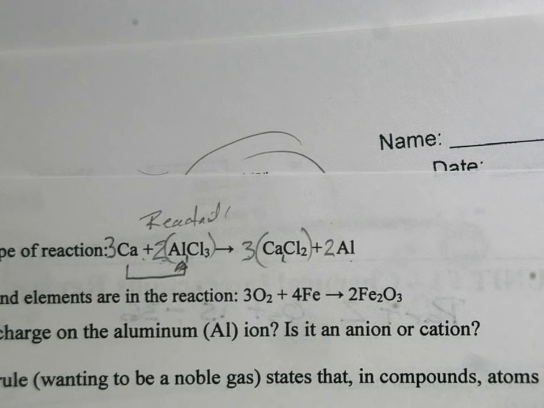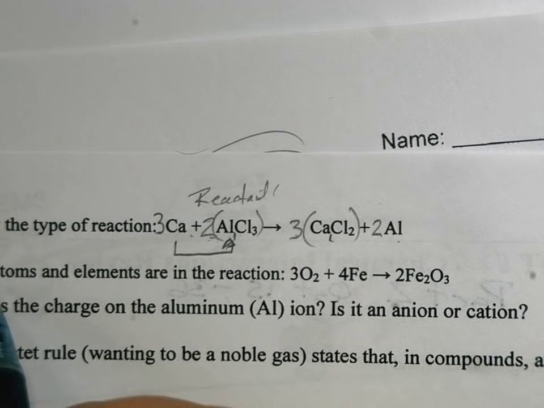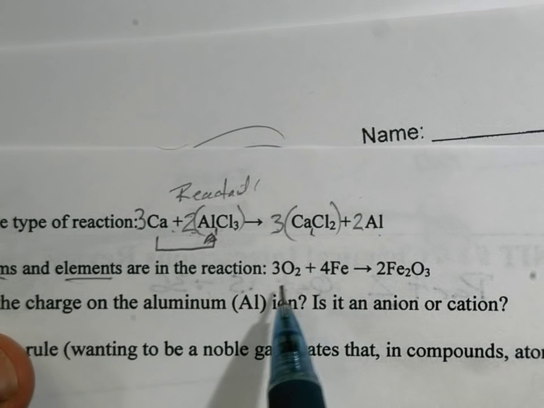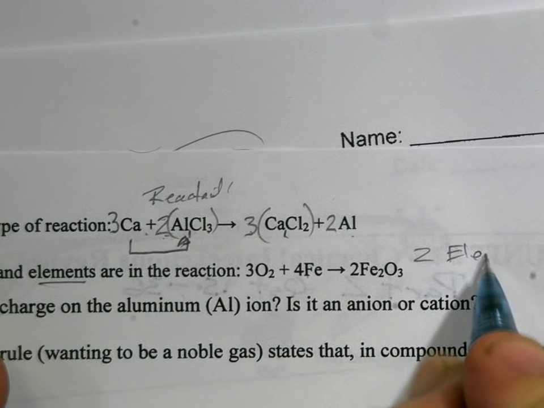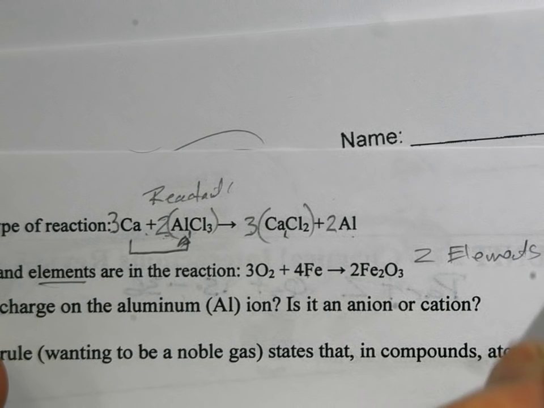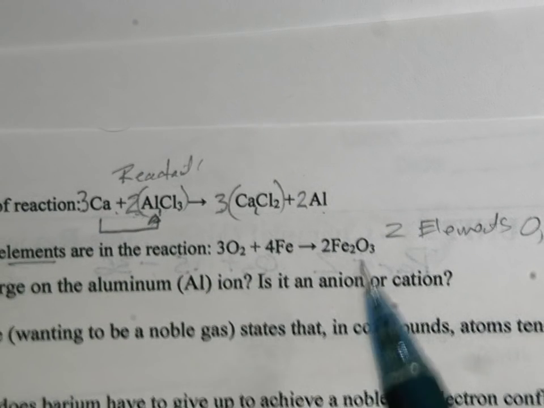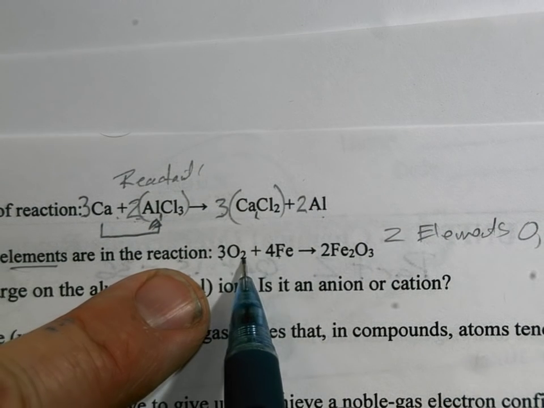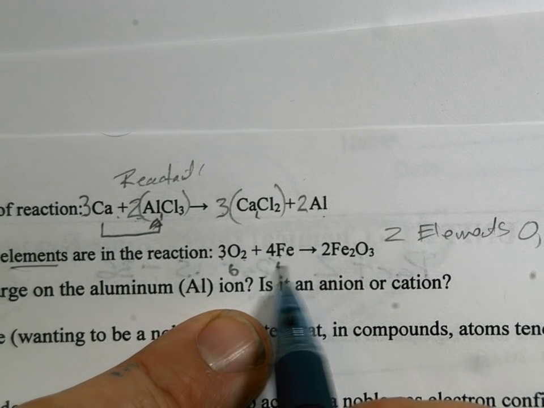Let's see, number 16. Explain how many atoms and elements are in this. So first off, let's do atoms and elements. Well, first off, elements. We've got oxygen, iron. 2 elements. Oxygen and iron. That's it. Now, the number of atoms is going to be different, because part of the law of conservation of matter is you cannot create or destroy these. So now when we take a look, we've got 3 times 2, 6 oxygens right there. Here we've got 4 irons.